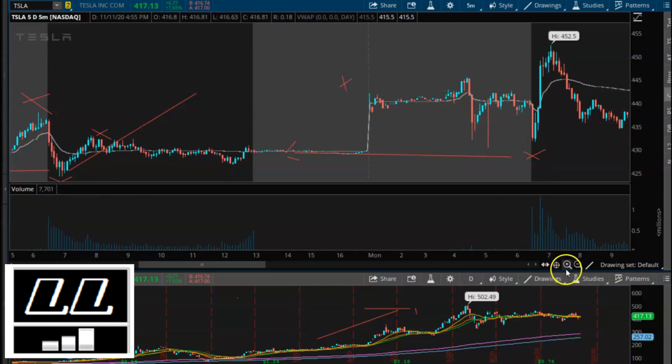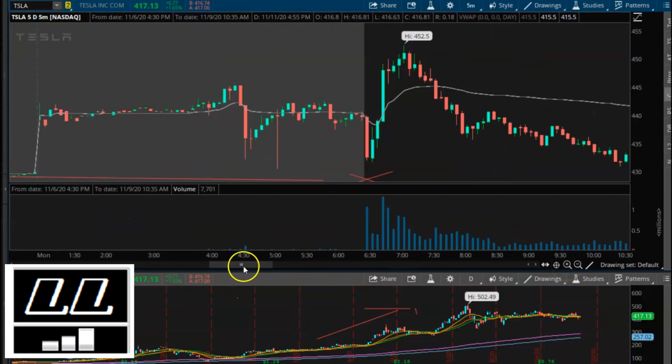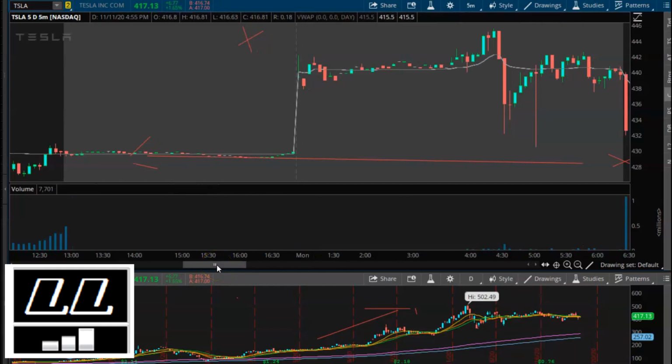So again, a lot of traders just simply don't look at the chart before making decisions. You see a couple of panic candles like this and what do you do? Oh God, I want out. I want out.